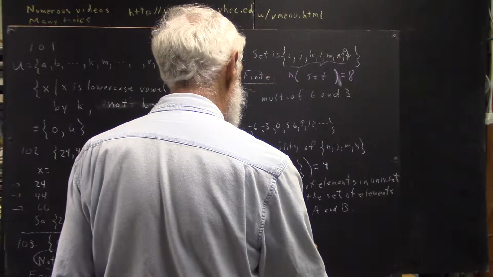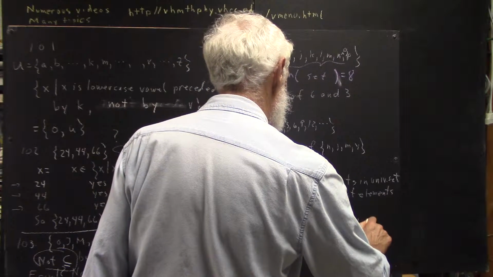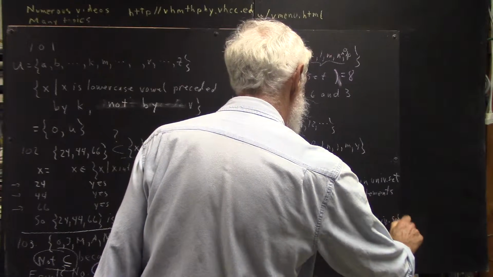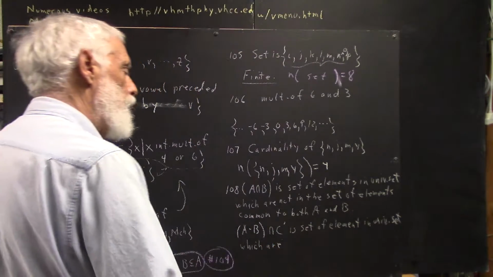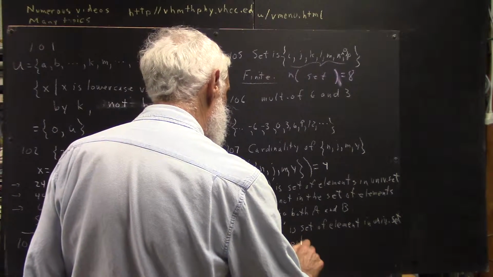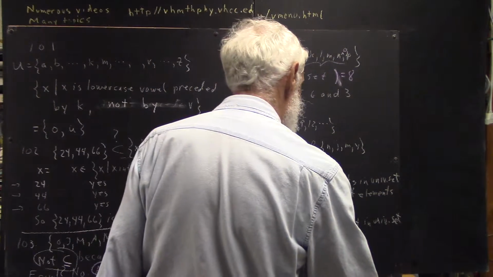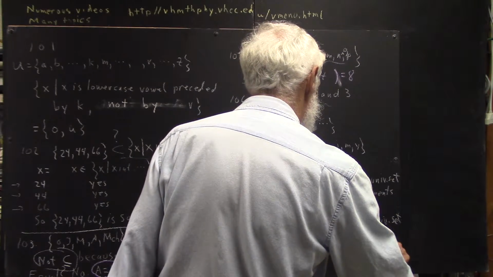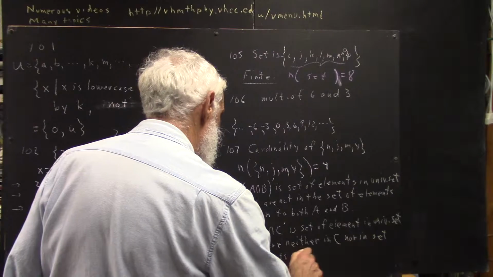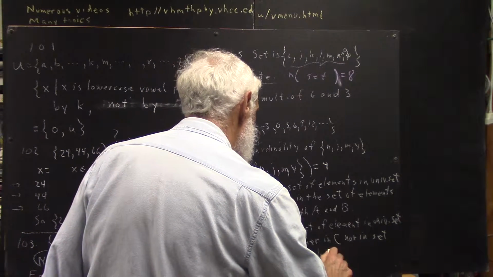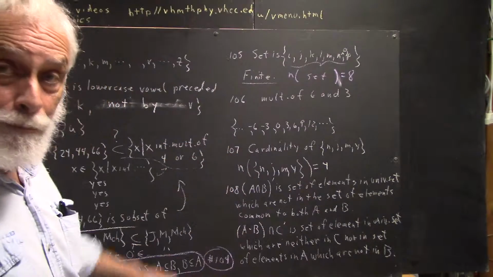we could say this is the set of elements in the universal set which are, I could say not in C. I'm going to say though neither in C nor in the set of elements in A which are not in B. That gets it. Okay?